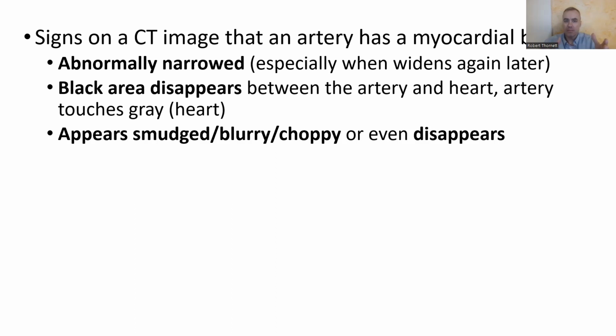It can be tricky, because sometimes you're not sure. Is it going in? Is it not? Is it narrowing? Is it not? But one of the keys when you're not sure is to look for the combination of all three of these things. Do you see the narrowing and then the widening later, for example? Do you see the black area disappearing between the artery and the heart? And do you see it smudged, blurry, choppy, or even disappear?